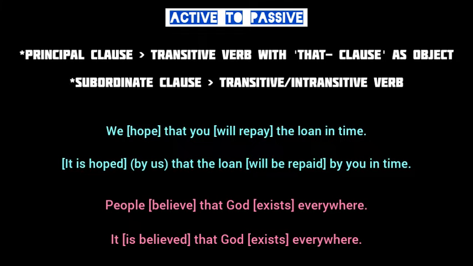People believe that God exists everywhere. Here too, the that clause, that God exists everywhere, is the object of the verb believe in the principal clause. Hence, we will use the introductory it for the principal clause in the passive voice. In this way, people believe becomes it is believed. And since in the subordinate clause, the verb exist is intransitive, there will be no change of voice here. The subordinate clause will remain in the active voice as it is. It is believed that God exists everywhere.